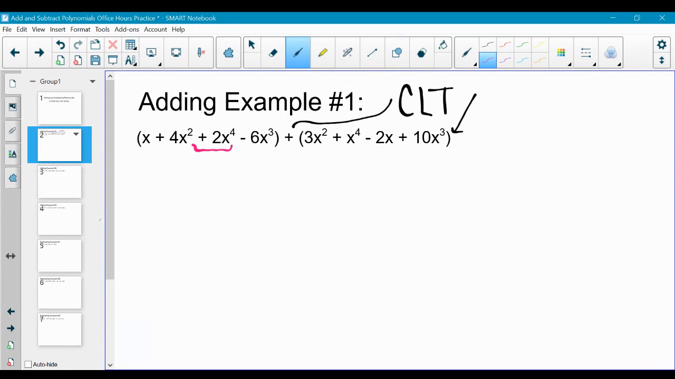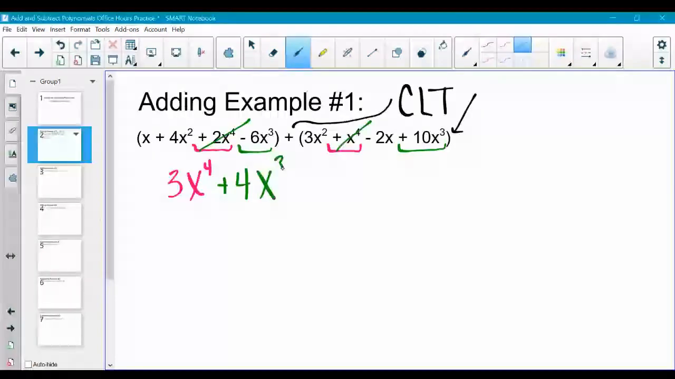So positive 2x to the fourth plus 1x to the fourth, so I'm going to get 3x to the fourth. Okay, so again, remember, combining like terms. After those are done, I'm going to go to the next highest. So I see negative 3x cubed plus 10x cubed, so I'm going to get plus 7x cubed.